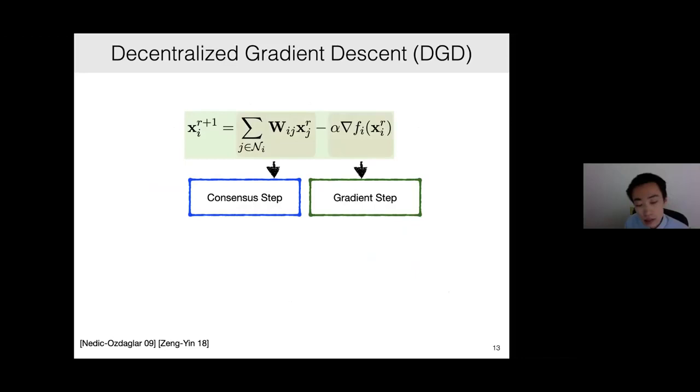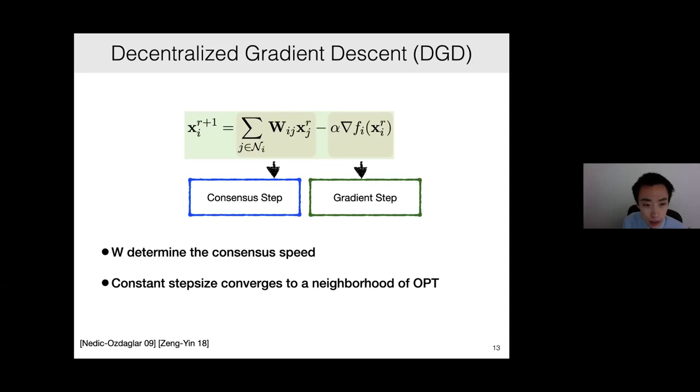Basically it's a gradient descent step, but it only depends on the local gradient instead of the global gradient of each agent's local gradients. And for these types of methods, the mixing matrix W determines the consensus speed. The constant step size will only make this algorithm converge to a neighborhood of the optimality point. This is because we are using the local gradient descent instead of the global gradient descent.